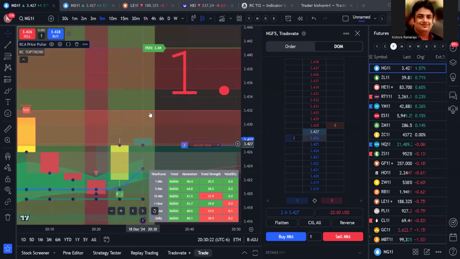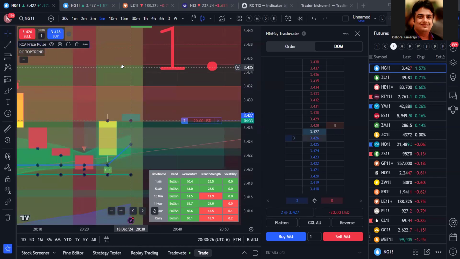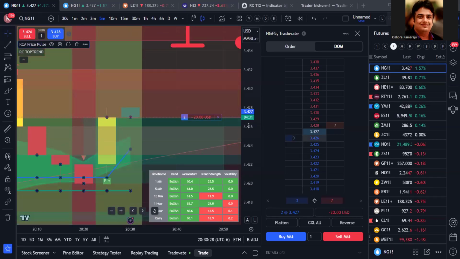It may go all the way till this 3.44 because everything satisfied our conditions. Your price pulse line is blue. You got a buy signal. Your background is green. Your trend and momentum, everything is looking good. There is a high chance for it to go back to that resistance level.